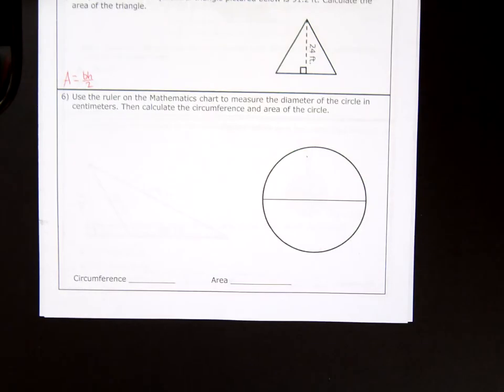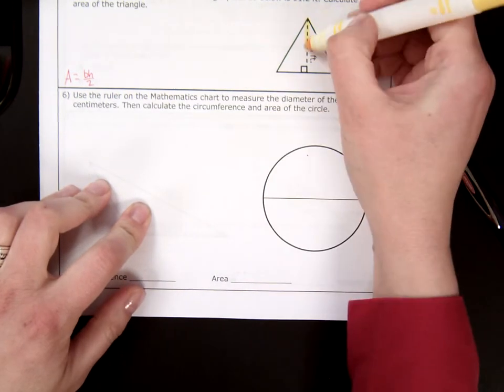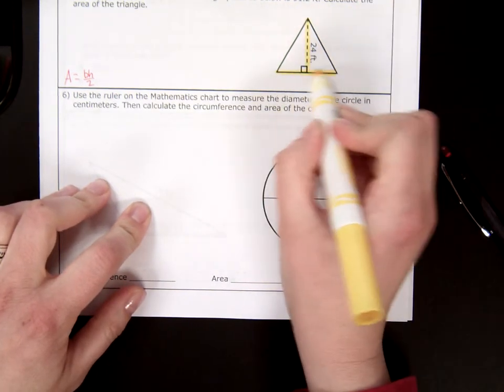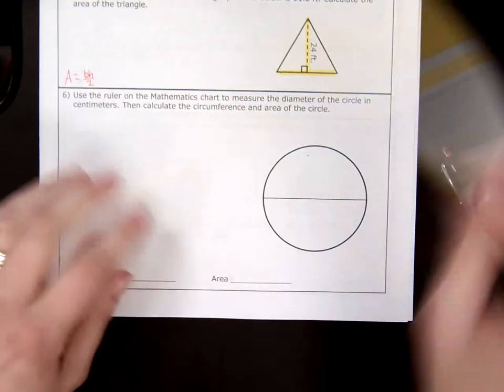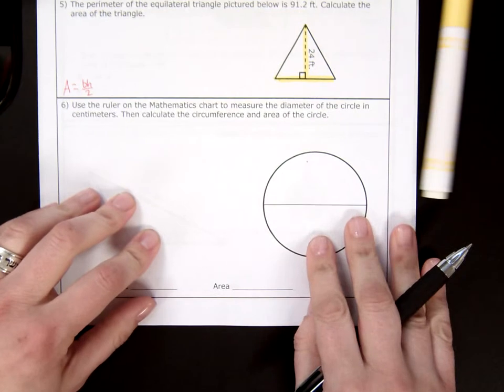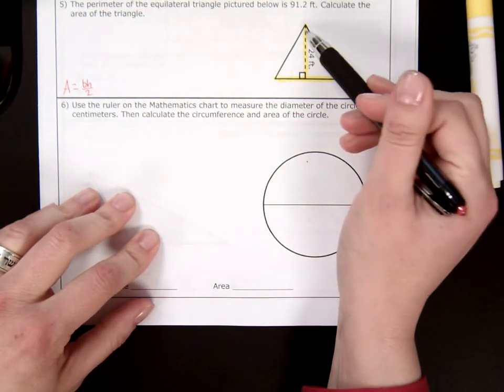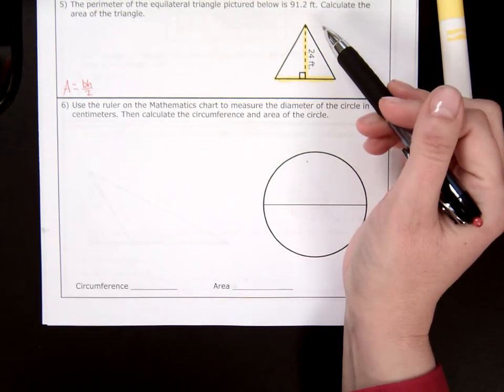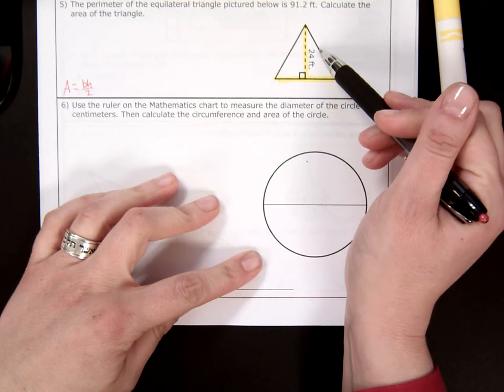So in order to find the area of this triangle, we have the height, but we need to know the length of the base. The only information that we're given is that the perimeter of this whole thing is 91 and 2/10 feet. Now it is an equilateral triangle, so that means that all sides are equal.